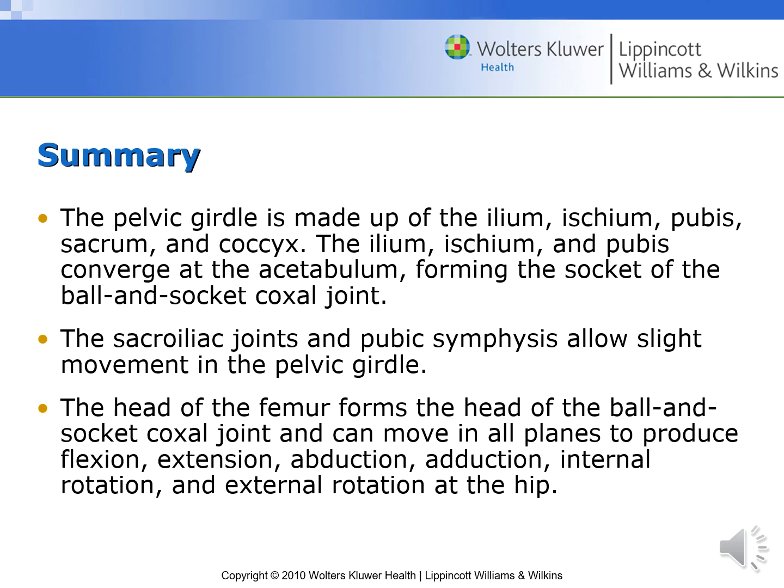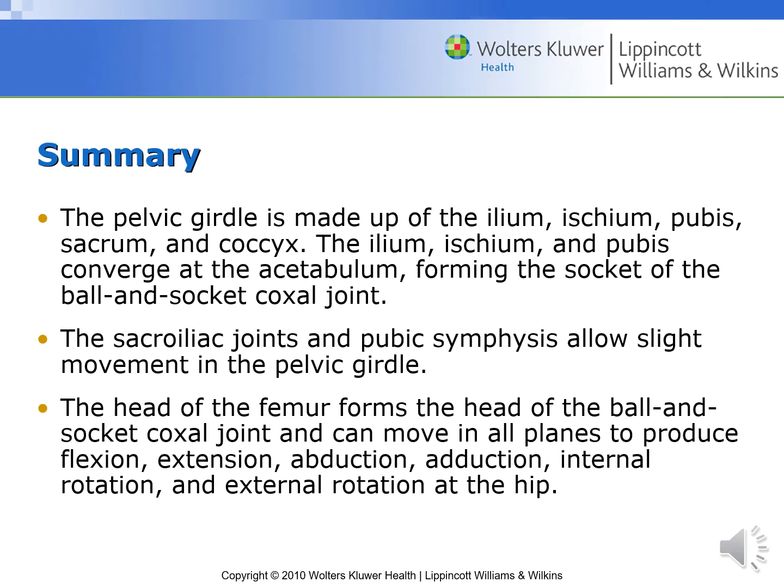Now let's summarize some key points in terms of today's lecture. The pelvic girdle is made up of the ilium, the ischium, the pubis, the sacrum, and the coccyx. The ilium, ischium, and pubis converge at the acetabulum, forming the socket of the ball and socket coxal joint. The sacroiliac joints and pubic symphysis allow slight movement in the pelvic girdle.